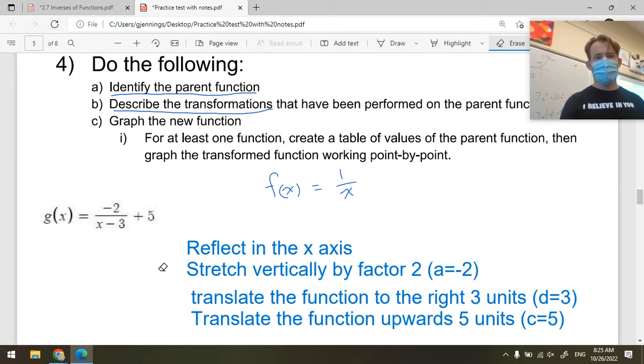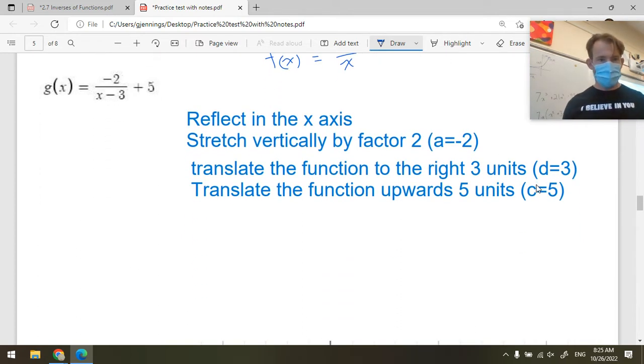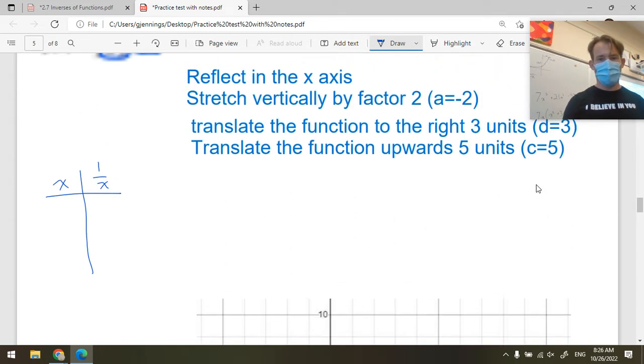All right. So I've described the transformations that have been performed. And now let's create a table of values for the parent function and graph the transform function working point by point. What is that going to look like? Well, I'm going to create a table of values for the parent function. So this is x and this is 1 over x. I can memorize these tables of values if I want, or I can just choose nice x values, particularly values that might fall in this range.